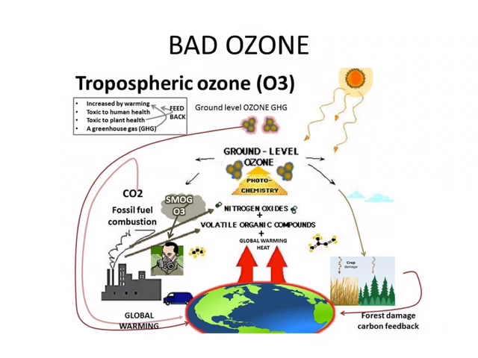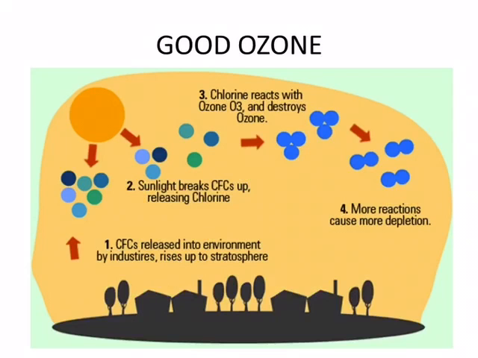This is just a little diagram that shows the circulation that occurs with ground level ozone, so it's kind of an endless cycle. It's getting worse and worse as we're putting more carbon dioxide, which is also a greenhouse gas, into the atmosphere. However, ozone isn't all bad. The ozone layer at the top of the stratosphere protects us from harmful radiation coming from the sun.